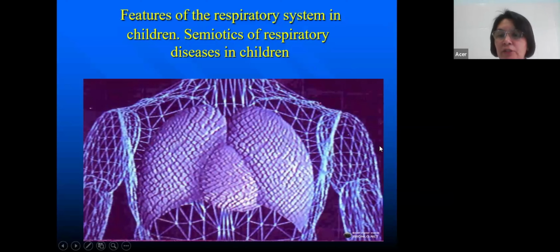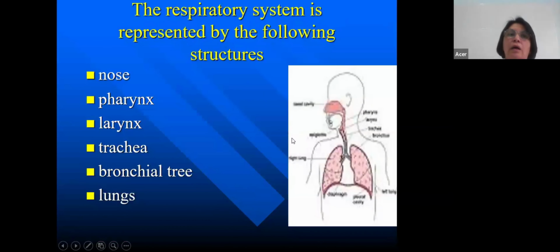Respiratory system in children. Organs of the respiratory system in children, like in adults, are the nose, pharynx, larynx, trachea, bronchial tree, and lungs.